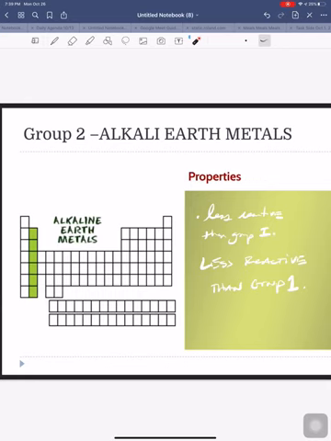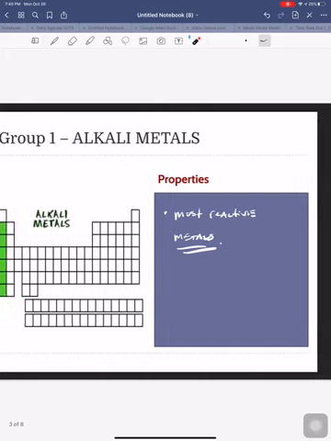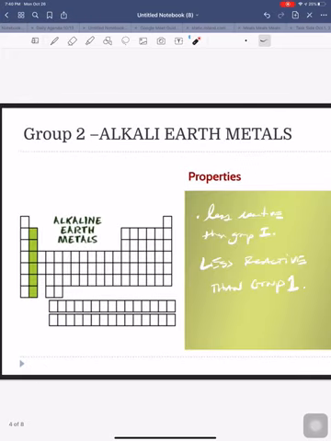Both very reactive. We will learn the difference and why this one is less reactive than group 1. Group 2, less reactive than group 1. Why is that? We will learn that. So we have alkali metals, group 1, alkali earth, group 2.